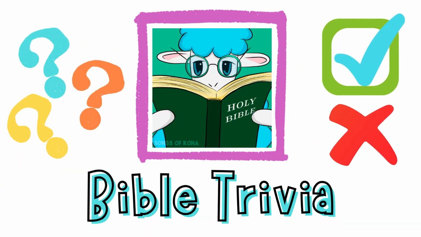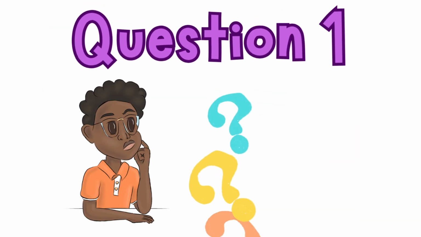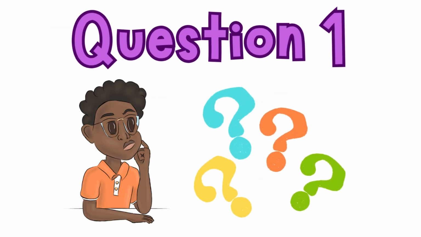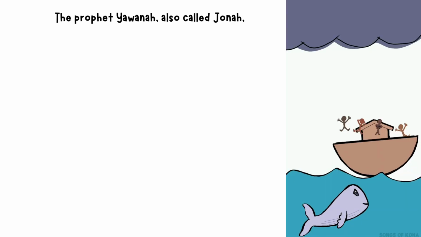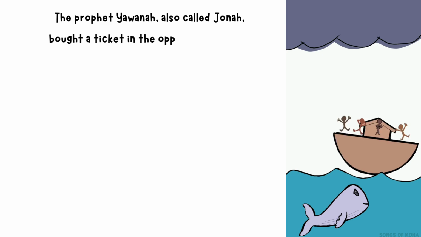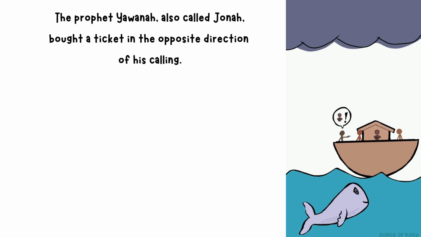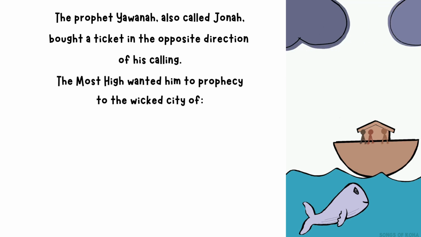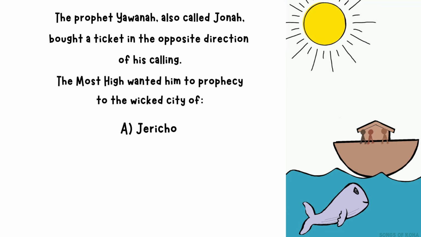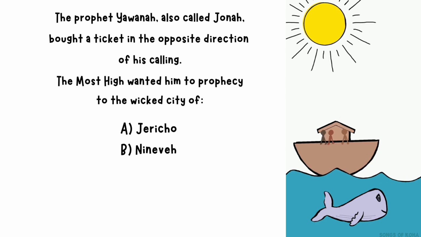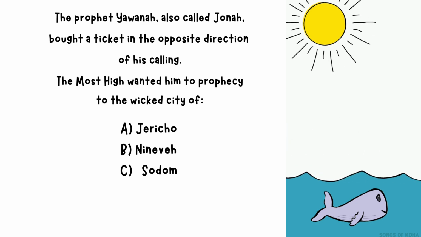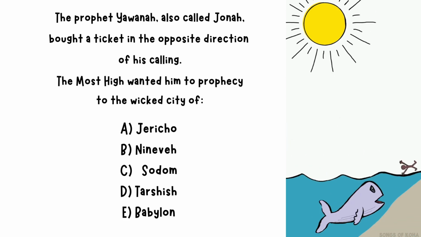How well do you know the Bible? Let's play some Bible trivia. Question 1. The prophet Yonah, also called Jonah, bought a ticket in the opposite direction of his calling. The Most High wanted him to prophesy to the wicked city of Jericho, Nineveh, Sodom, Tarshish, or Babylon.